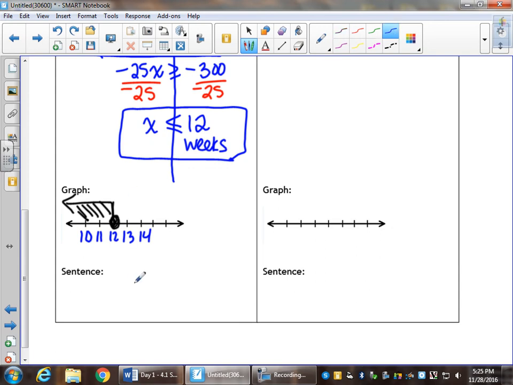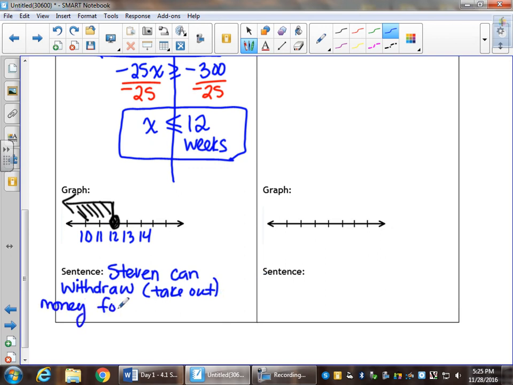Stephen is a girl with the coolest girl name ever. Stephen can withdraw or take out money for how much time? What does this mean? Less than or equal to 12. Well, it means she can withdraw or take out money for up to 12 weeks.